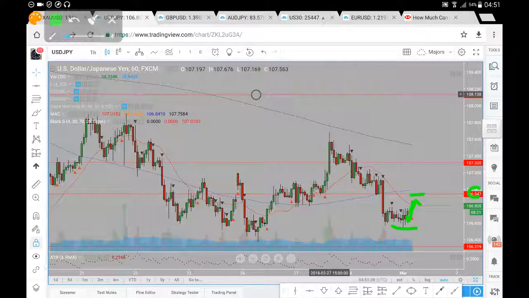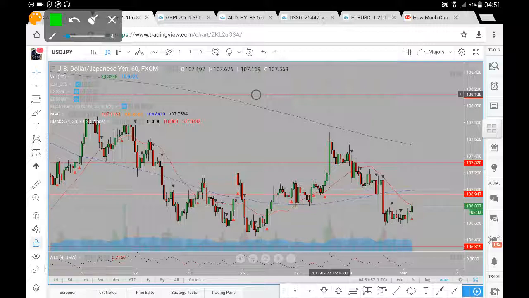Now, having the added confluence of a 200 period moving average does increase the likelihood of seeing sell side momentum come off this level. So if we do see sell side momentum come off the 106.94, we'll be looking for price to head back down towards that 106.60, 106.50. Upon a successful break from which we'll be looking for price to head down towards that 106.32.